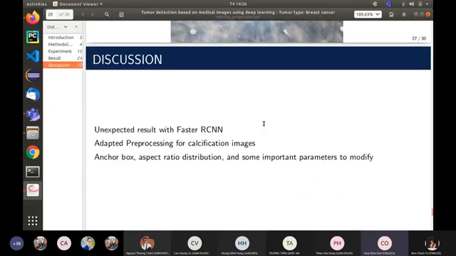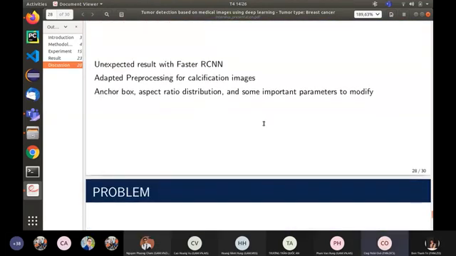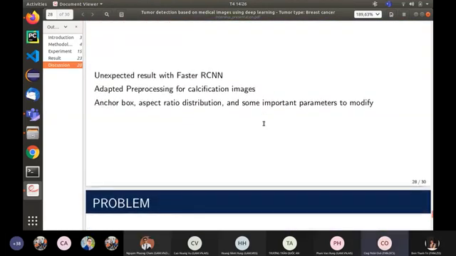Now as discussion, I realized that I had an unexpected result with Faster RCNN. I should have an adapted preprocessing for calcification images. Definitely. With the preprocessing that I have, I could have good results for mass images. Obviously, for calcification, if I don't have good results, I have to revisit that preprocessing, maybe read more papers to understand if there is another way to apply a better preprocessing. And then I could still look at anchor box distribution, aspect ratio distribution, and other parameters to modify.